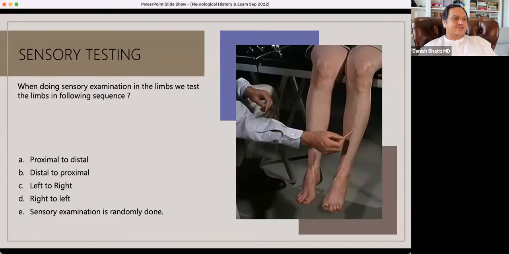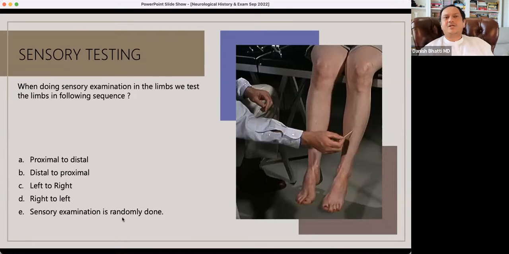All right, sensory testing. When you're doing a sensory examination on the patient in the limb, we test the limb in the following sequence. We go from proximal to distal. Proximal here means hip, so going from up, down, or we go from distal to proximal, meaning from toes up. We go from left to right, so we do the left first and then the right one. Or we do right to left, we do the right side first and then the left side.